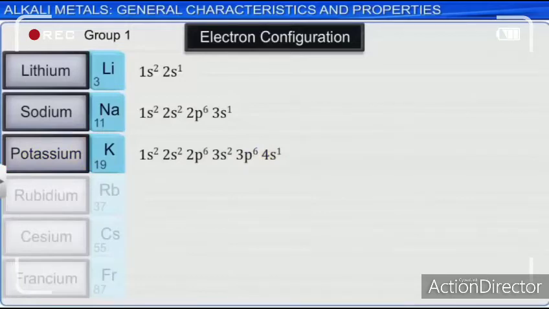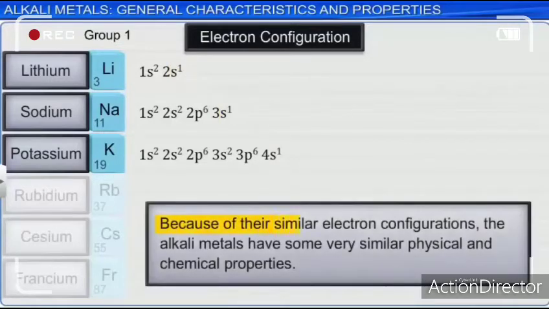This is emphasized when the electron configurations are written in noble gas notation. All the alkali metals have electron configurations that end as ns1, where n is the highest occupied principal energy level. With such similar electron configurations, it's no surprise that the alkali metals have some very similar physical and chemical properties. We'll explore these further as we go through the module.